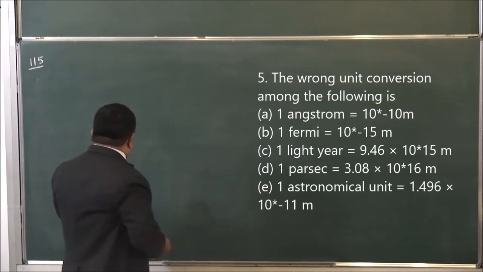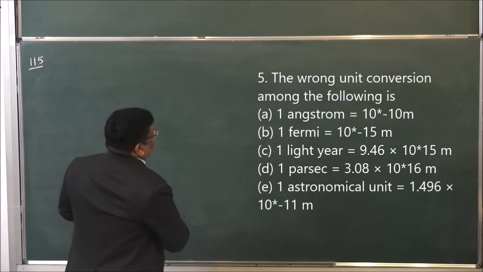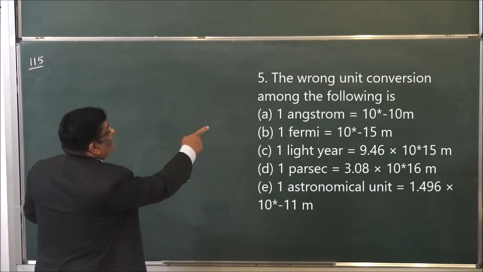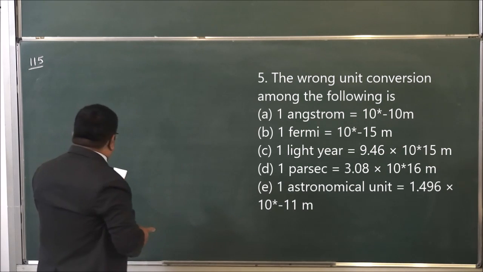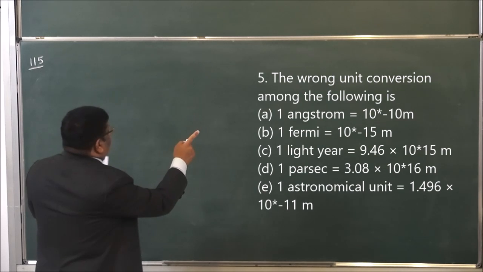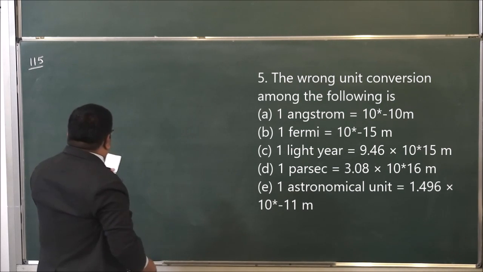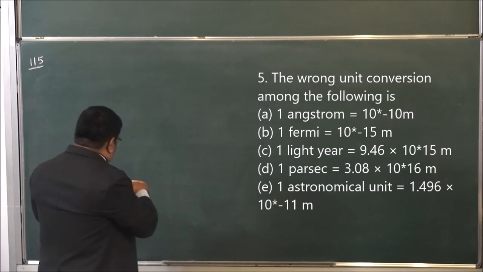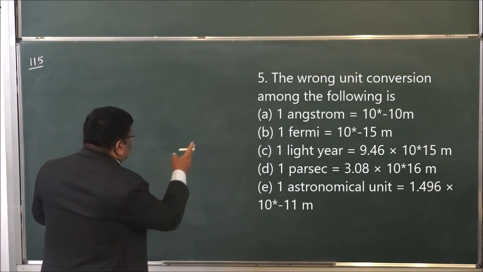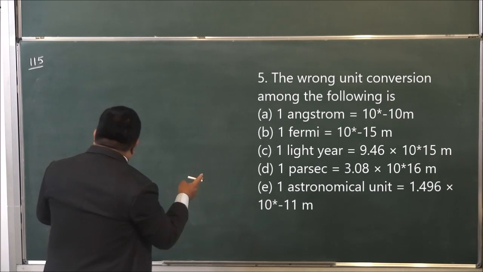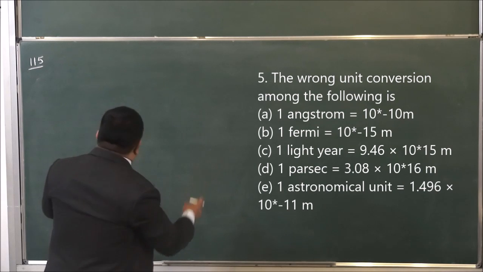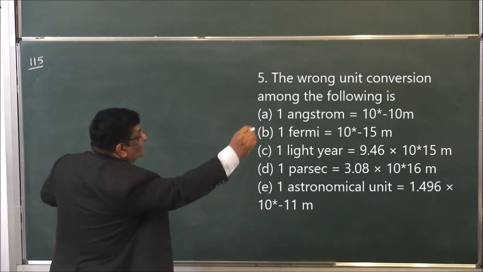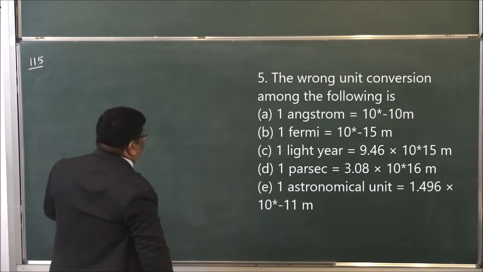See this question. It says, what is the wrong unit conversion? And there are many unit conversions given here. First is angstrom, 10 to the power minus 10. This is correct. 1 Fermi, 10 to the power minus 15. That is also correct. Third is 1 light year, 10 to the power 15. Yes, we remember, this is also correct. Then 1 parsec is given as 3.08 into 10 to the power 16 meter. That is also correct. And 1 astronomical unit, which is a very large unit of length, is given as 10 to the power minus 11.